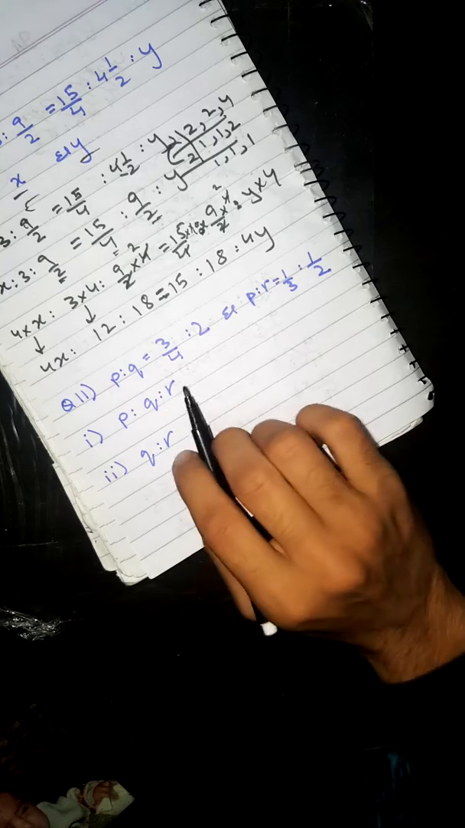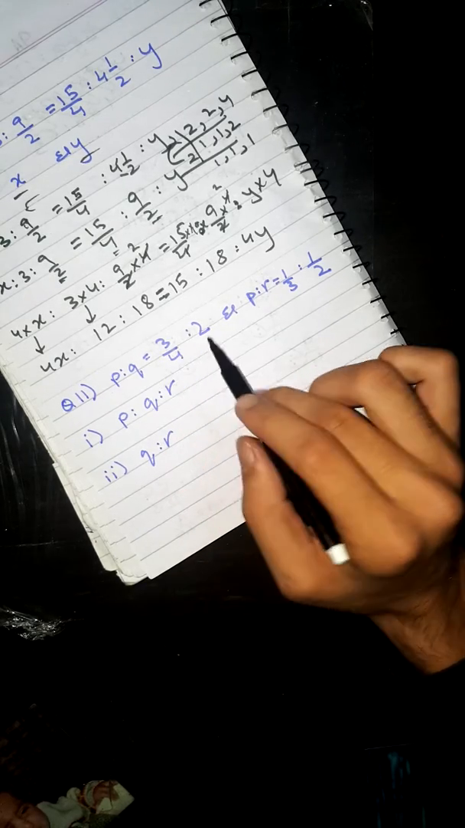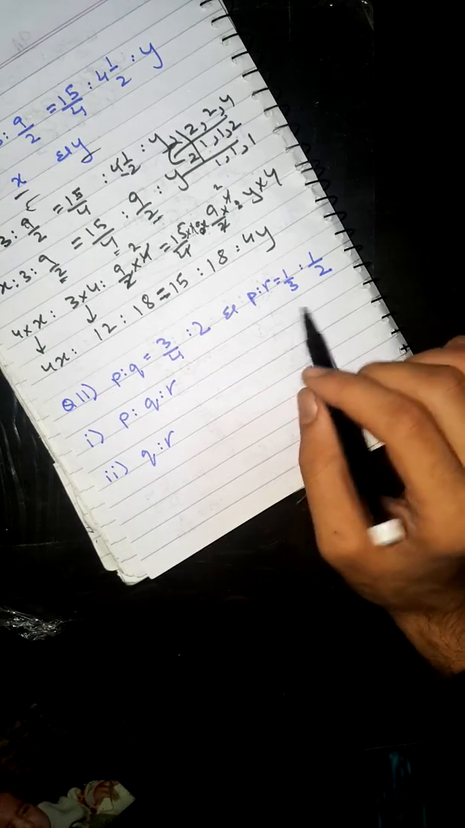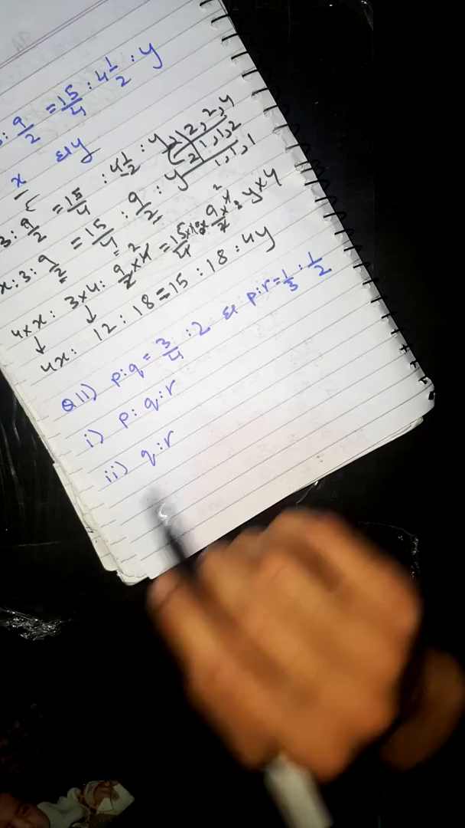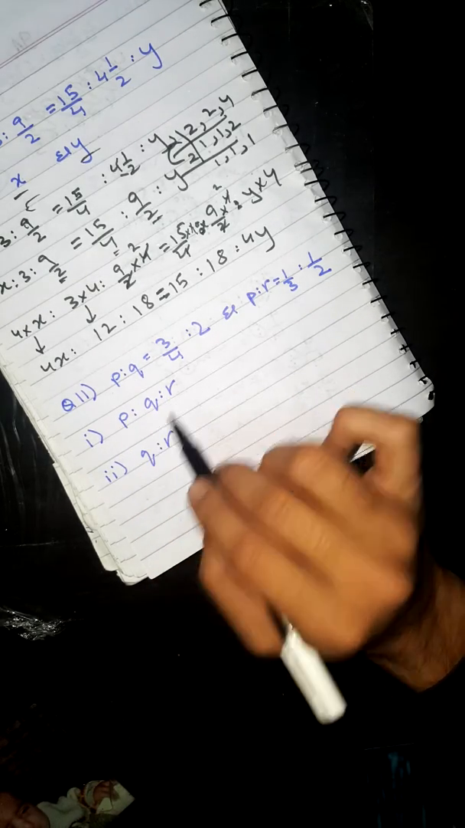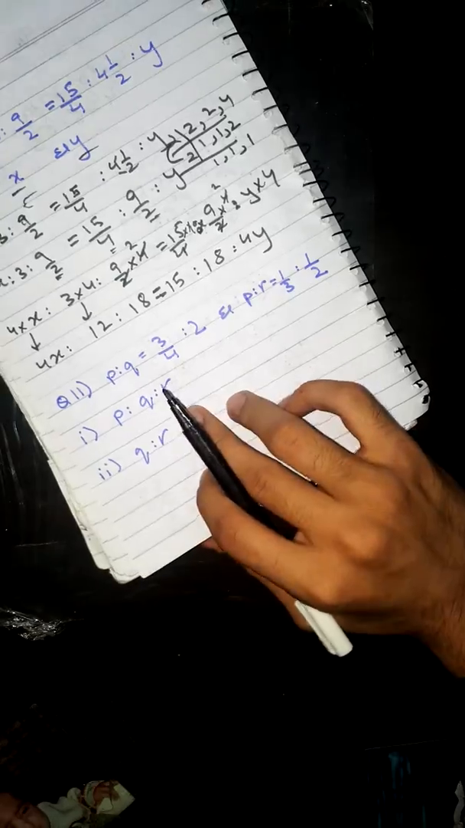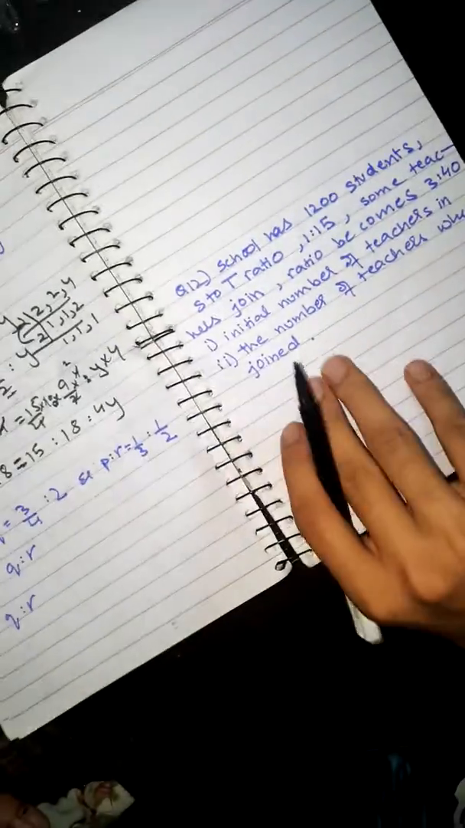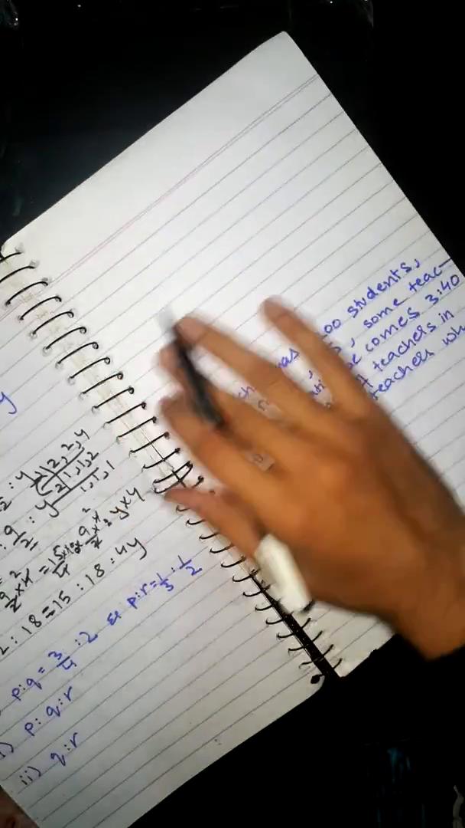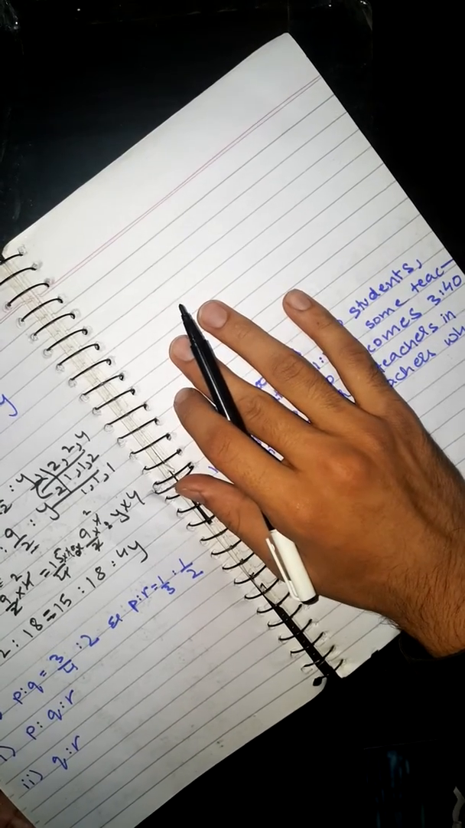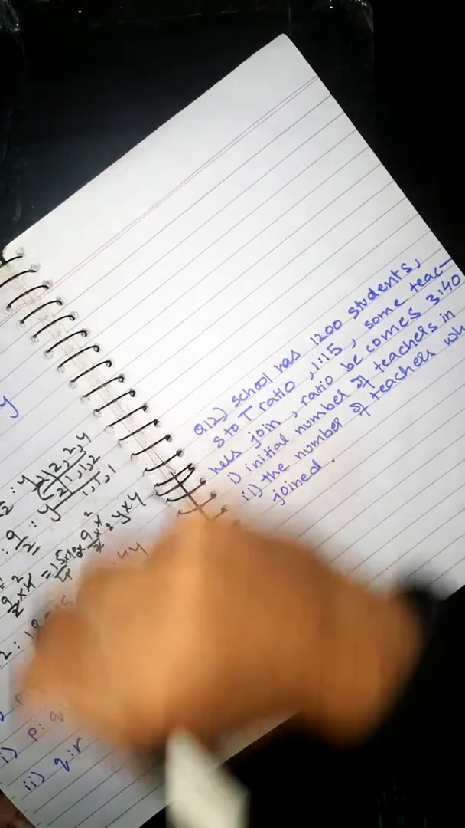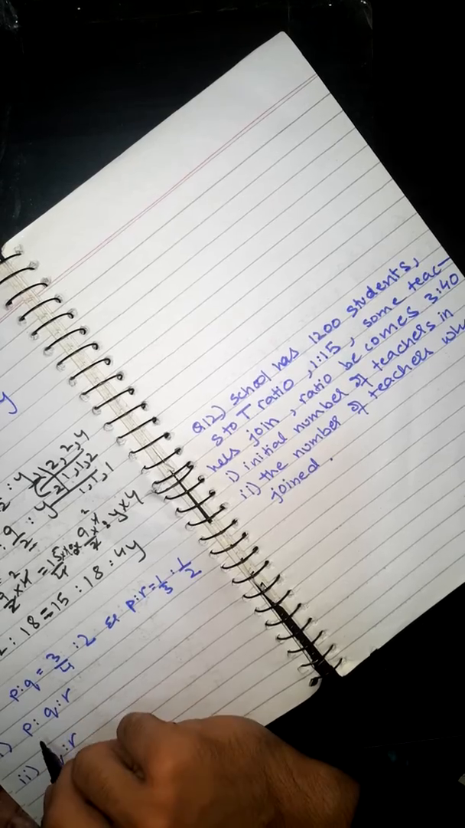Okay, in the next question we have P ratio Q is equal to 3 by 4 ratio 2 and P ratio R is 1 by 3 ratio 1 by 2. We have to find P ratio Q ratio R. So for that, I think we do not have enough space over here, but still we'll continue. So first of all, we need to find P ratio Q ratio R.